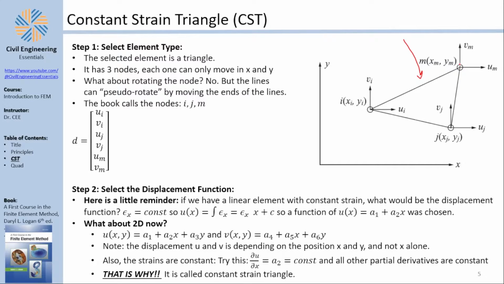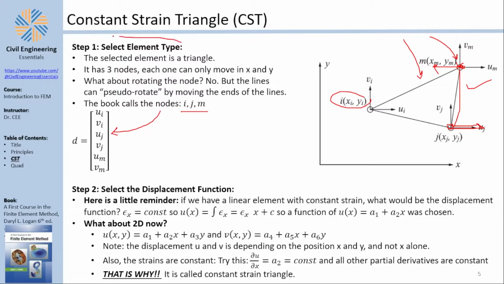The reason why it cannot rotate is because we are not dealing with shell elements, that's one. Two, we can still achieve a pseudo-rotation of this line if, for example, this moves relative to this. If this moves to the right and this moves to the left, you are rotating the line. So you can generate pseudo-rotation by moving nodes relative to each other. This would mean that you would have 6 degrees of freedom.